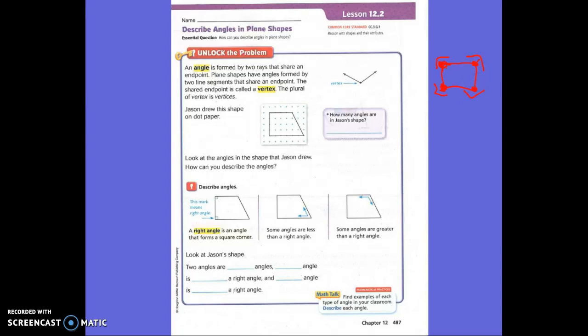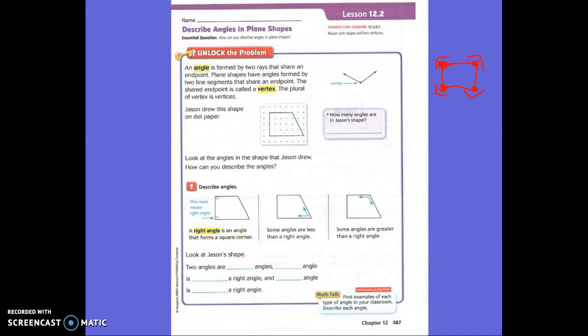Basically the corners are the vertices. Does that make sense? Yeah. Corners are vertices, okay? Corners are still kind of like angles, too, but they're the angle part. Vertices are the meeting point where they both meet. Alright? Okay, so Jason drew this shape on his dot paper.